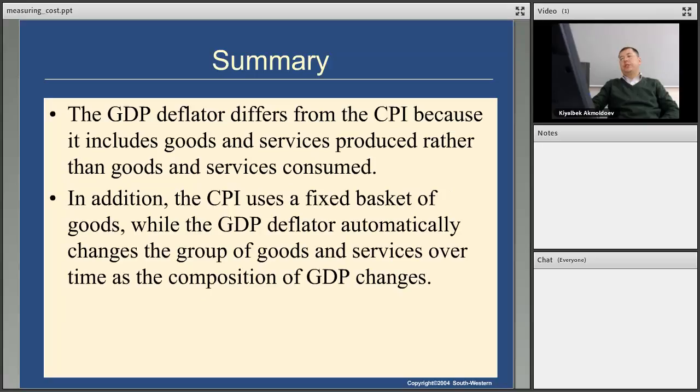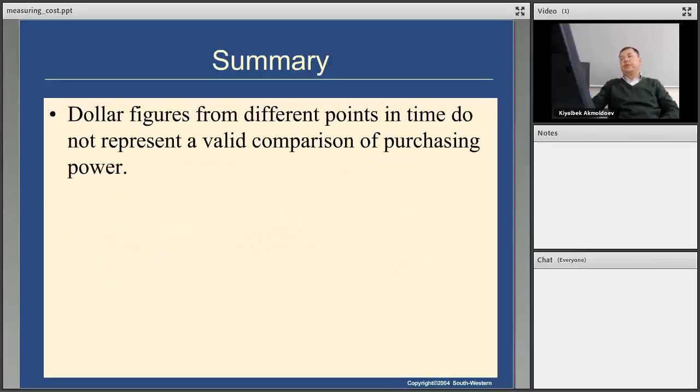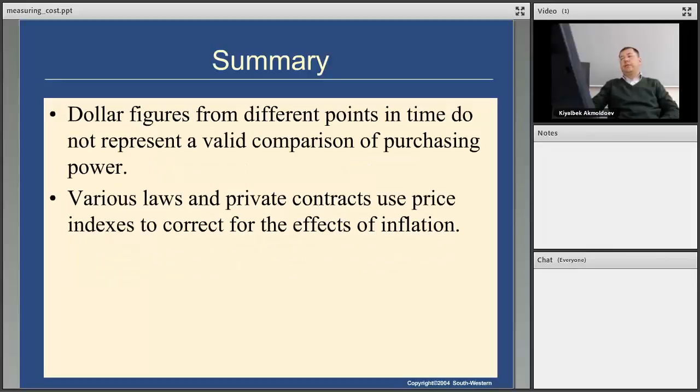So GDP deflator differs from CPI because it includes goods and services produced rather than goods and services consumed. In addition, the CPI uses a fixed basket of goods, while the GDP deflator automatically changes the group of goods and services over time as the composition of GDP changes.